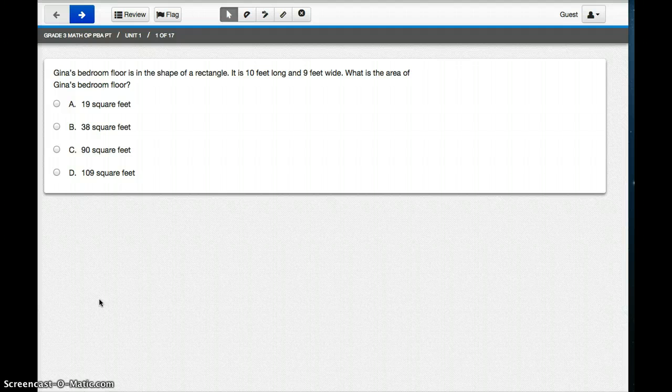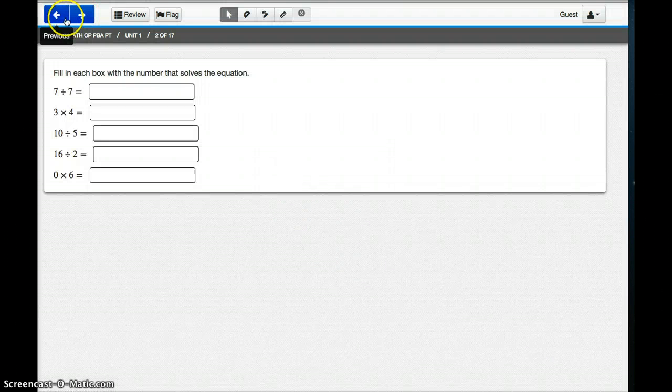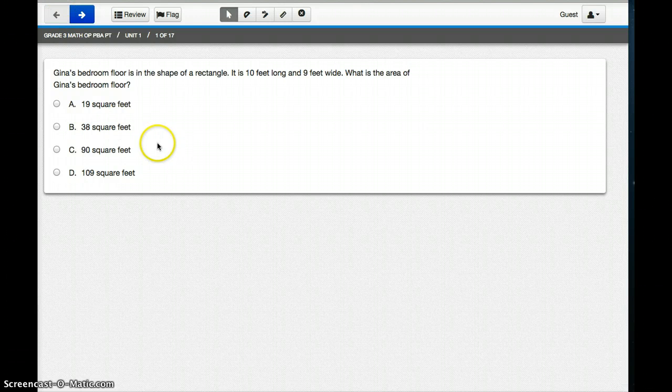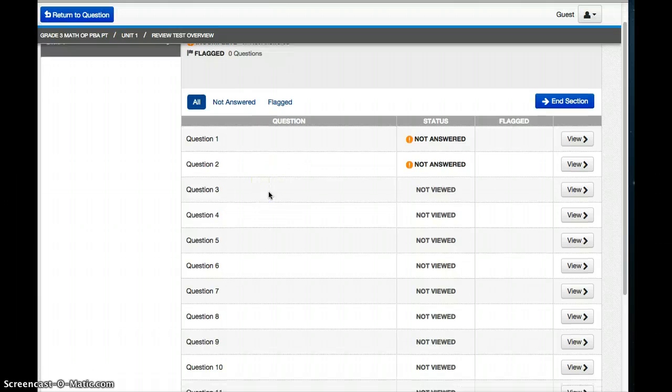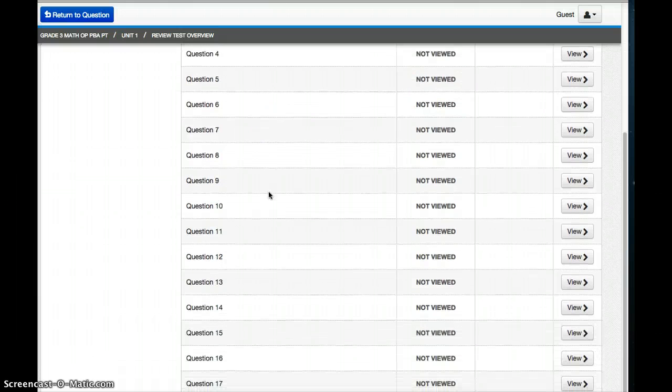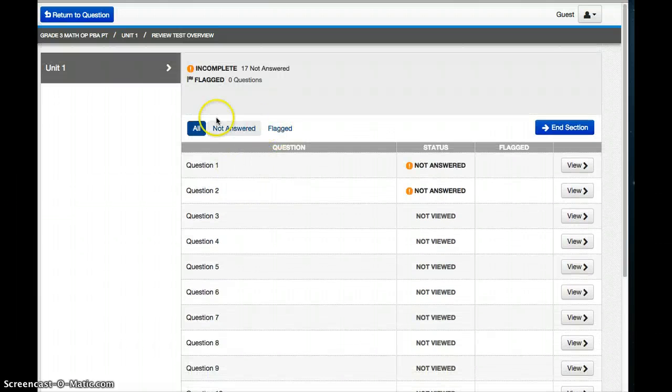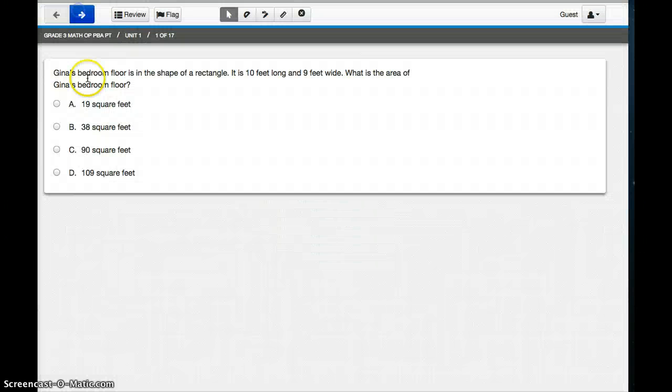So here are some of the features. If you look at the top, we have a left and a right arrow. This allows us to go back and forth between the test questions, and you can tab back and forth. If you look up here, you also have a review panel. This tells you what questions are answered, which ones you haven't seen. It also allows you to return to the questions.